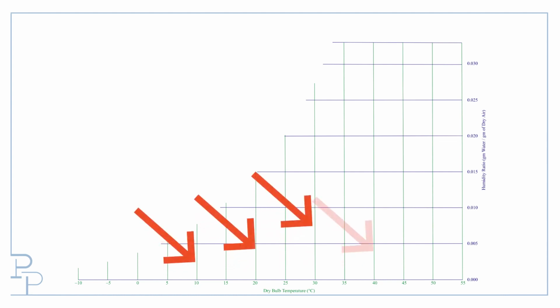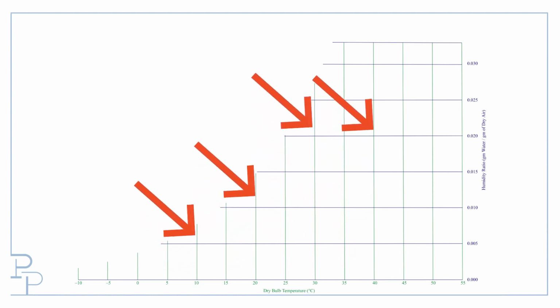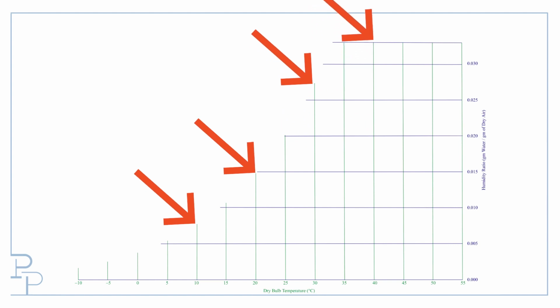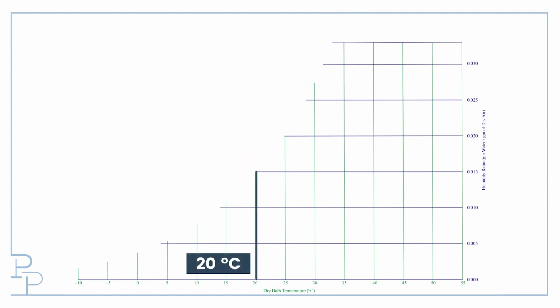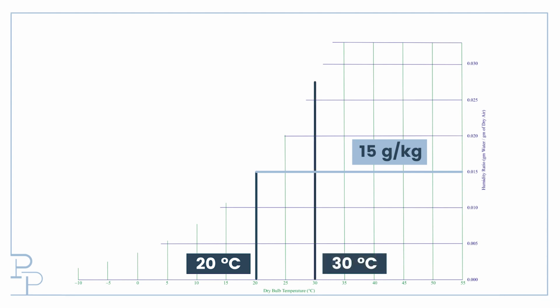You can see that the vertical temperature lines are different lengths, and that's because air can only hold so much water. The warmer the air, the more water it can hold. As an example, at 20 degrees Celsius, a kilogram of air can hold about 15 grams of water. At 30 degrees, this capacity goes up to around 27 grams of water per kilogram of air.